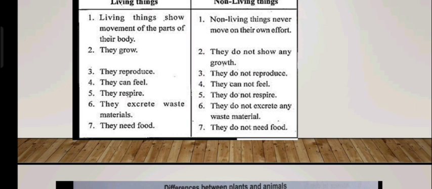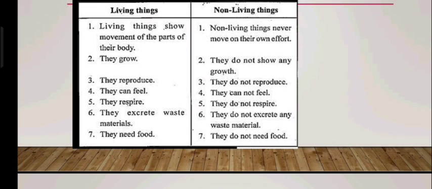Okay, and then the third point is living things reproduce. Yes, living things will give birth to their young ones. Okay, and then non-living things will not reproduce. The fourth point, living things can feel.